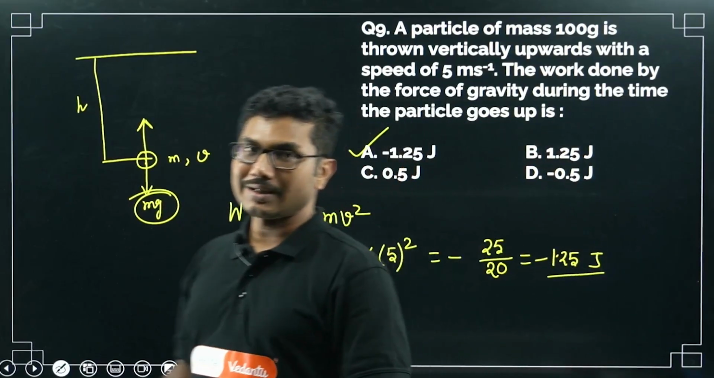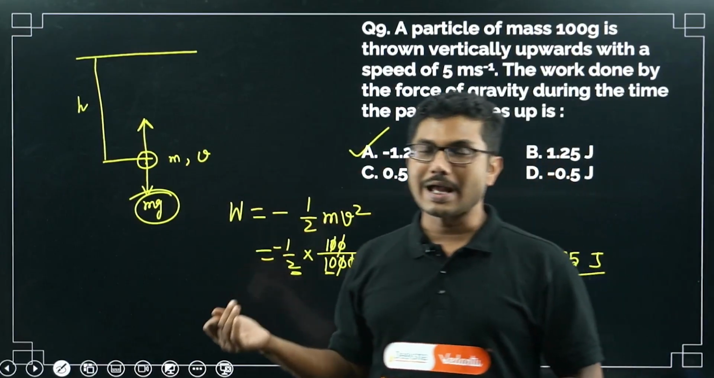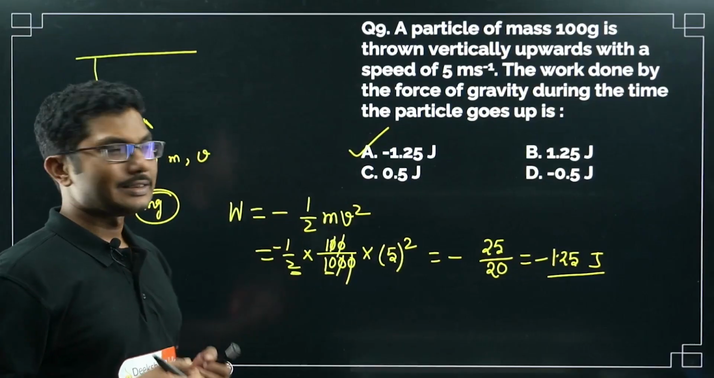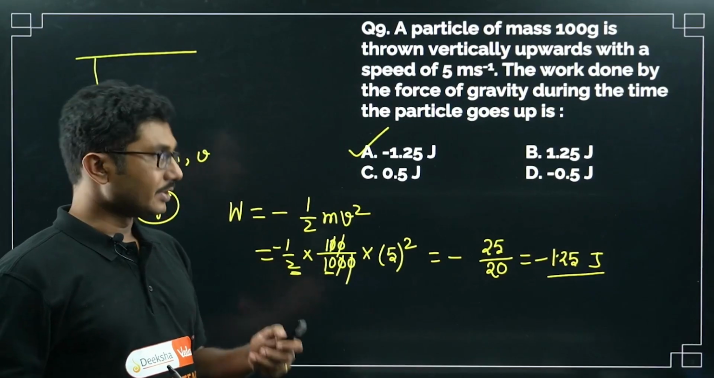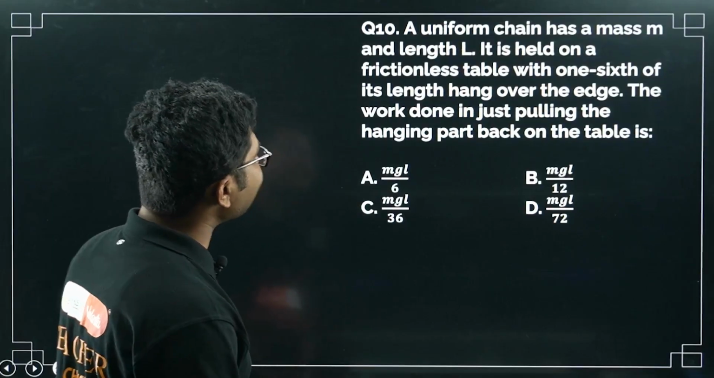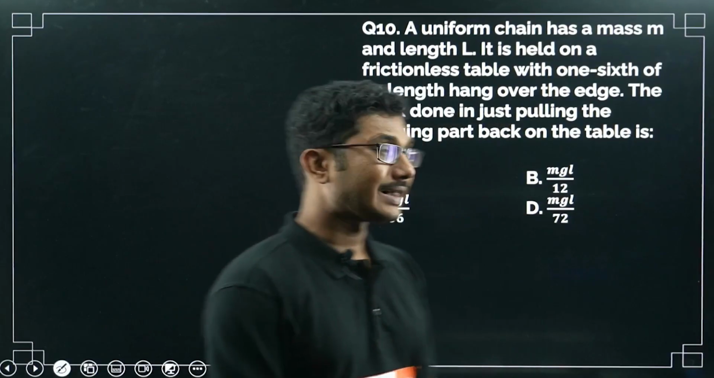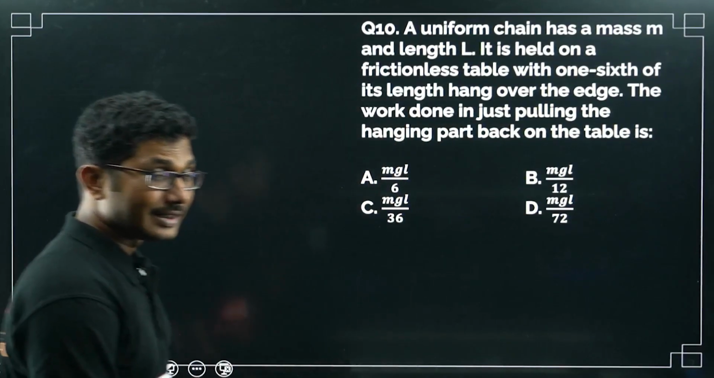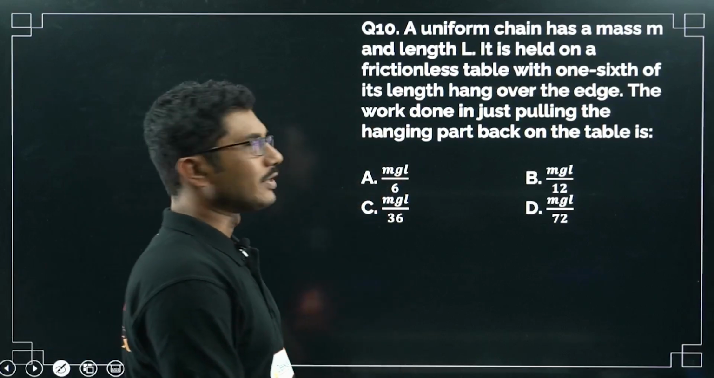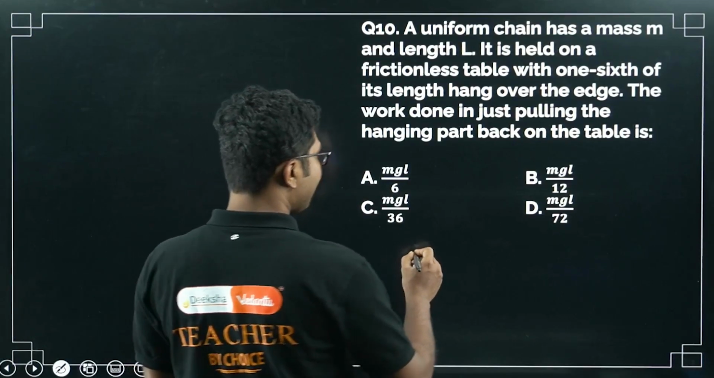So here the work done is negative. That means the work done by gravity is stored as potential energy. The meaning of negative work done is that it is stored as potential energy. Now next question. A uniform chain has a mass m and length l. We have solved a similar question from your previous question, but in that case the length and mass were given in numerical values. Here it is given in terms of abstract values. That is the only difference, otherwise it is the same problem. A uniform chain has a mass m and length l.